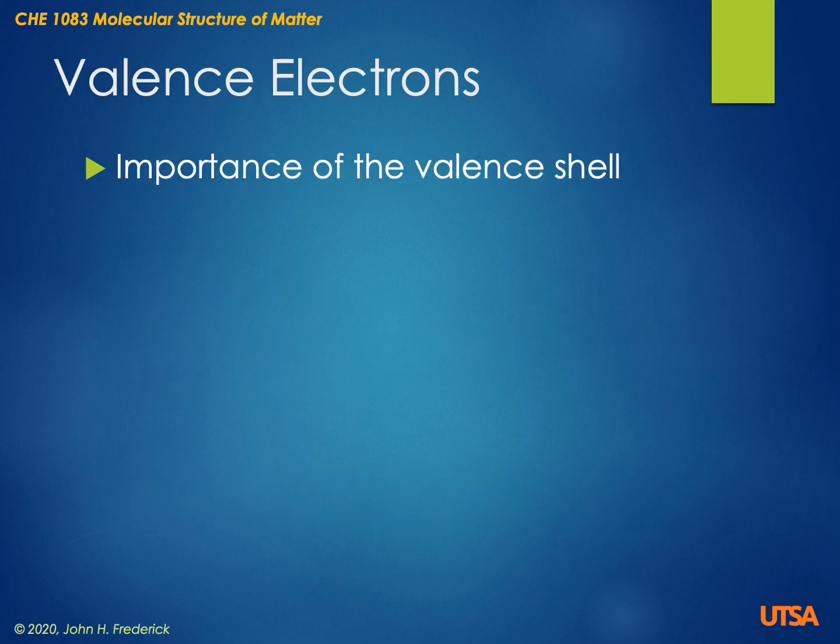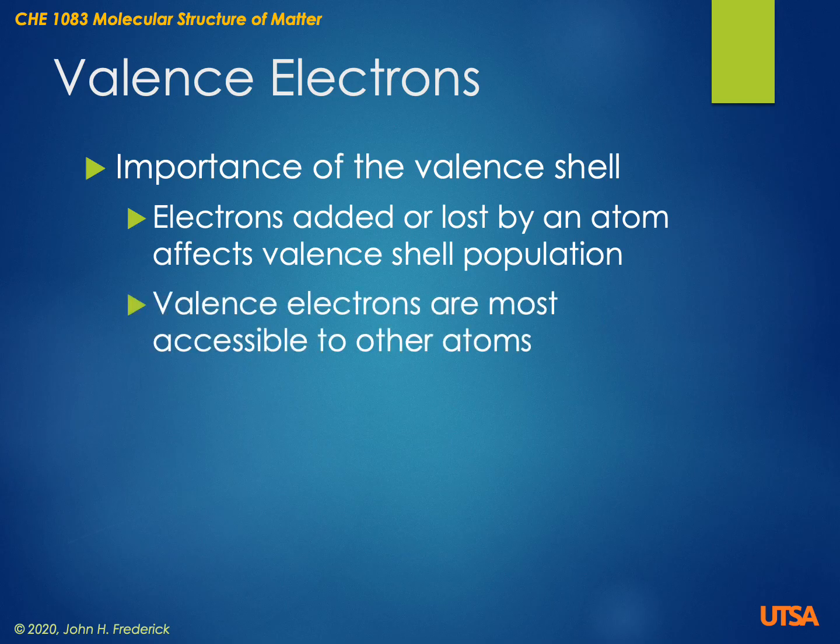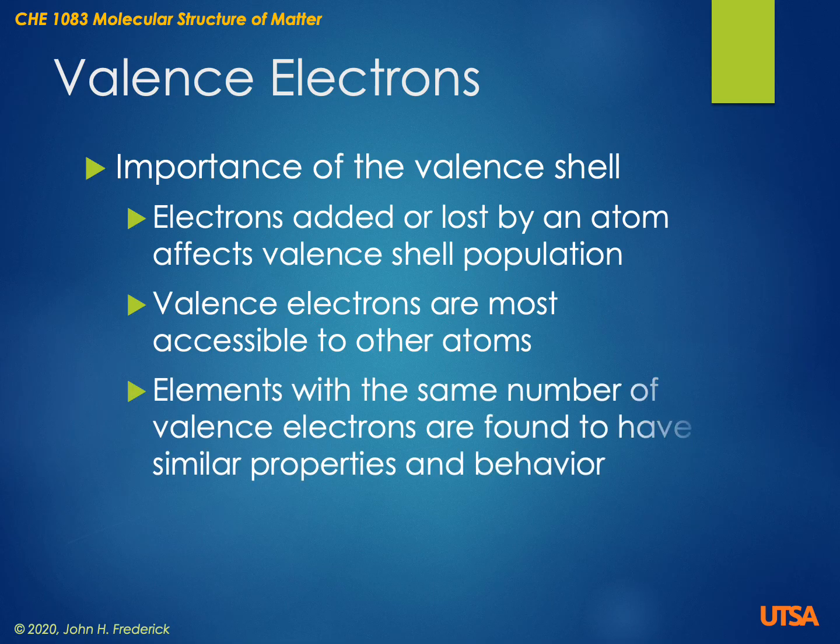So, what is the importance of the valence shell? Well, electrons that are added or lost by an atom affect the population of the valence shell. That is the most accessible shell of all of the shells in an atom, so it's going to be the most prone to adding or subtracting electrons. Those valence electrons are the most accessible to other atoms, so they could be stolen by another atom, or other atoms could donate electrons to a given atom.